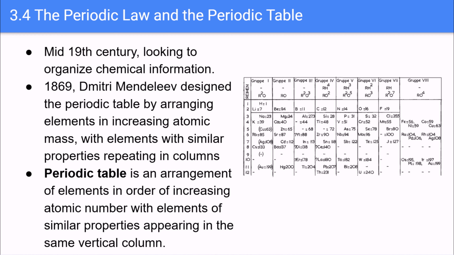The first thing we're going to define are periods, which are the horizontal rows of elements on the periodic table, and these are represented by standard numerals. So if we look on the left-hand side of the periodic table, you see period, and then you see 1, 2, 3, 4, 5, 6, and 7.